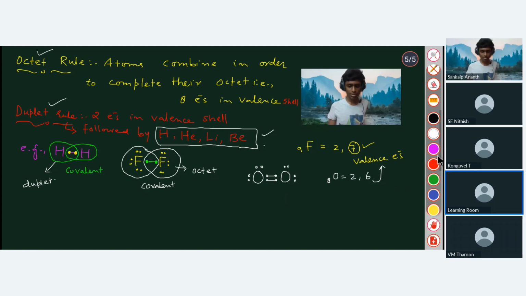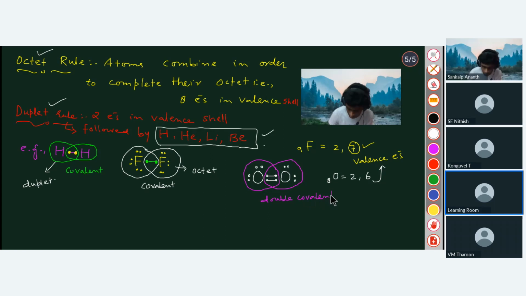Can you tell me, is the octet now complete or not? Yes, sir, the octet is complete. Exactly. The octet is complete for both the oxygen atoms. So there is a double covalent bond. This is very important. It is a double covalent bond, and it also follows the octet rule, right? Yes, sir. Just note down this.